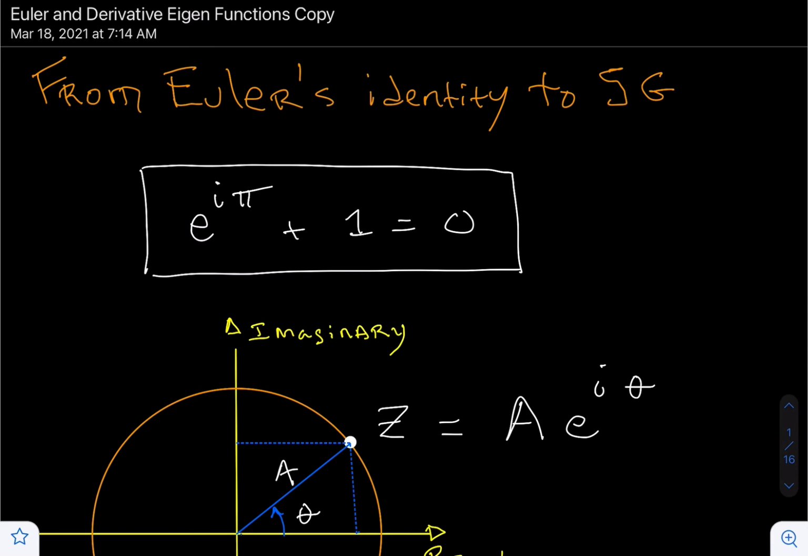enjoy going from this equation all the way to explaining how 5G, the next generation wireless technology, actually what it's used for. This is Euler's identity: e exponent i pi plus 1 equals 0. And i here happens to be equal to the square root of minus 1.